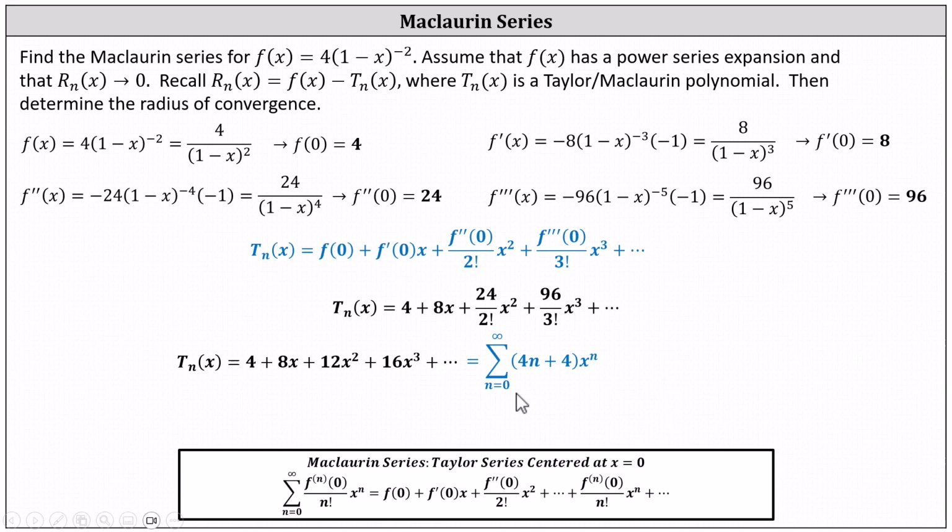If we did start the index at n equals 1, we could also express the Maclaurin series as the sum from n equals 1 to infinity of 4n times x to the power of n minus 1. Let's go ahead and use the series where n starts at 0 and now determine the radius of convergence. Let's do this on the next slide.